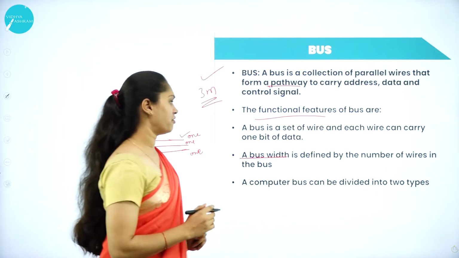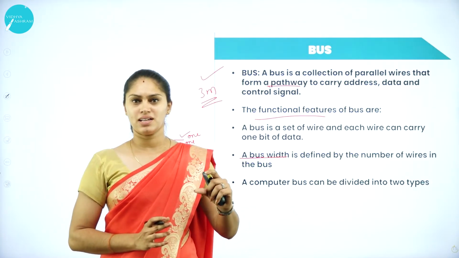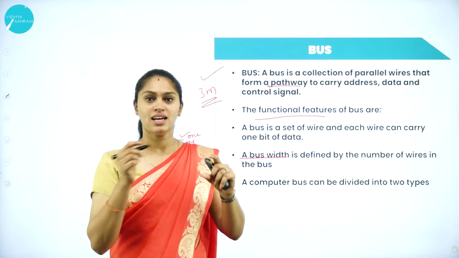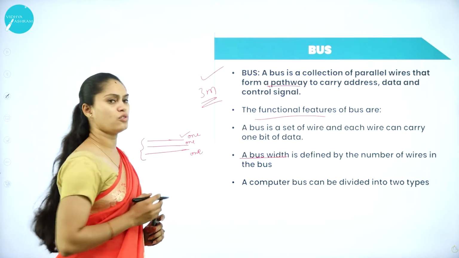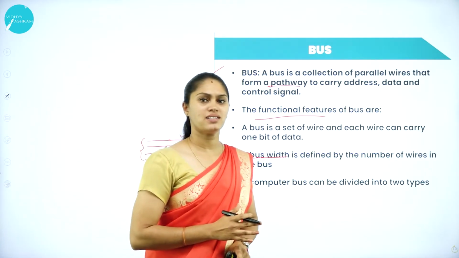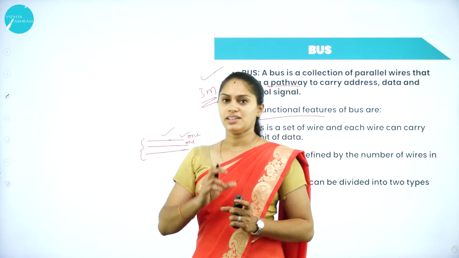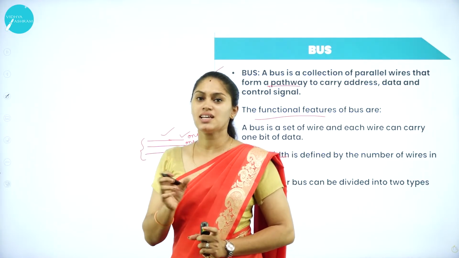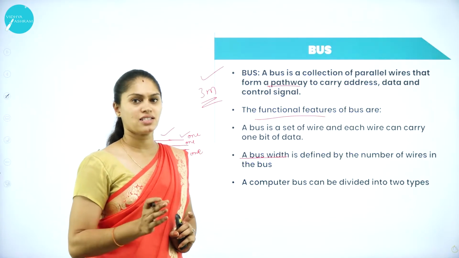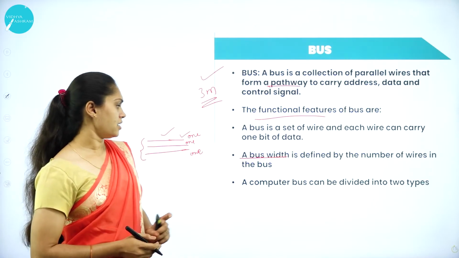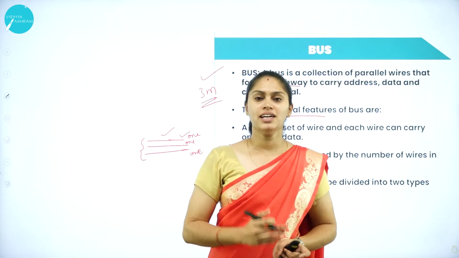And the bus width is defined by the number of wires in the bus. If I want to find the width of a bus, how can I find it? It is the number of wires in the bus. For example, here I have 3 lines of wires. So what is the width of this bus right now? It is a 3-wire bus, or the width is 3. The width defines the number of wires or lines held for the transfer. That is known as bus width. And the computer bus is divided into 2 parts, internal bus and external bus.